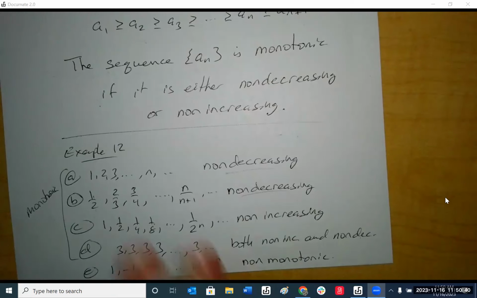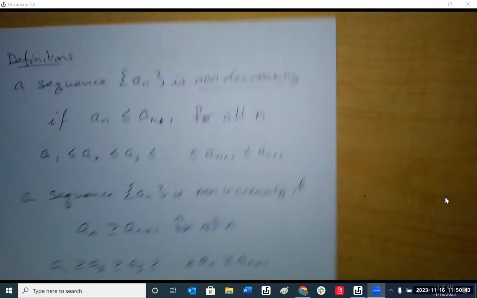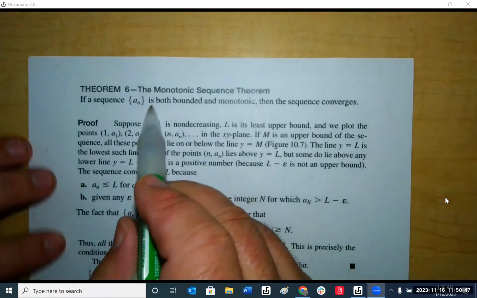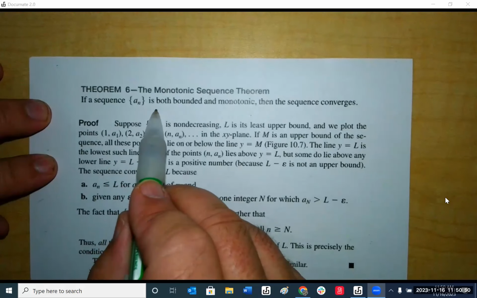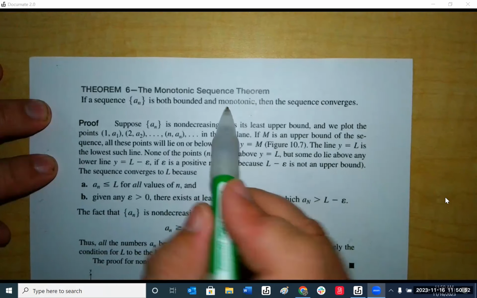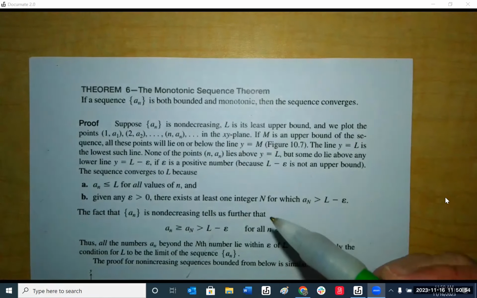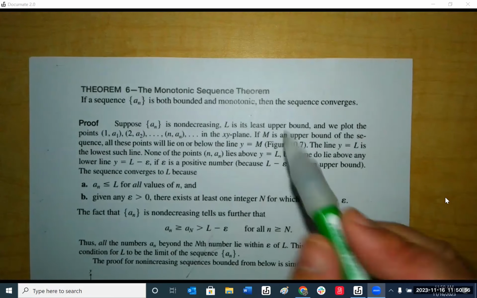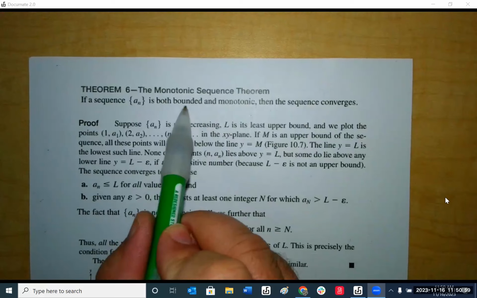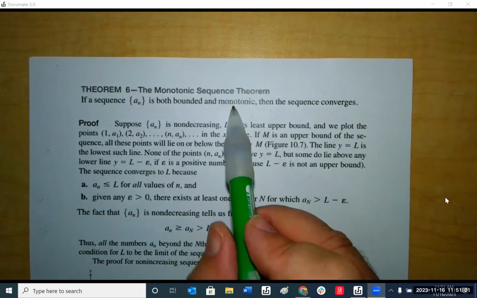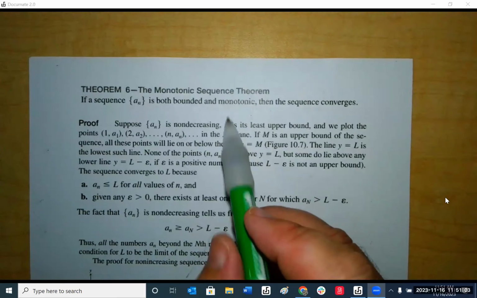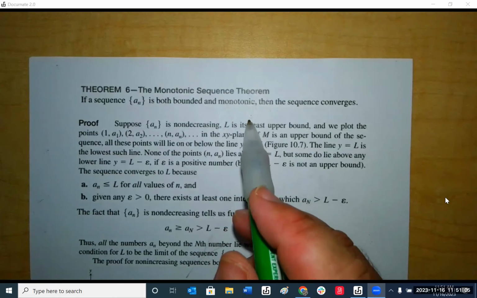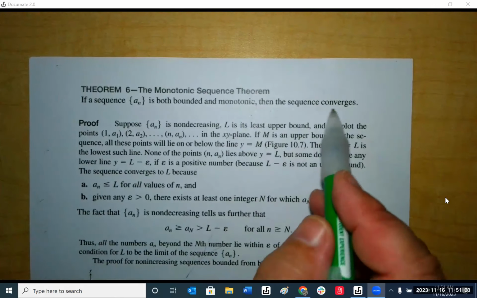And as the theorem states, the theorem here says, if a sequence is both bounded and monotonic, then the sequence converges. If the sequence is both bounded and monotonic, meaning it has an upper and lower bound, and it's monotonic, meaning either non-increasing or non-decreasing, then it converges. That's the theorem. All right.